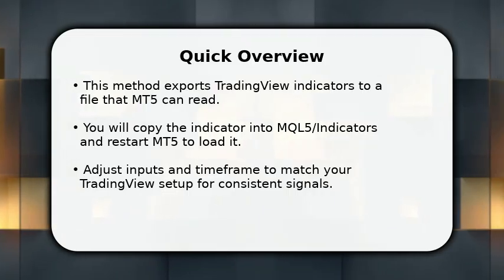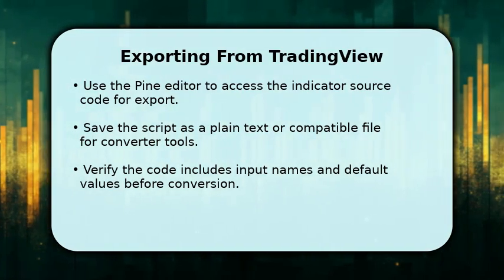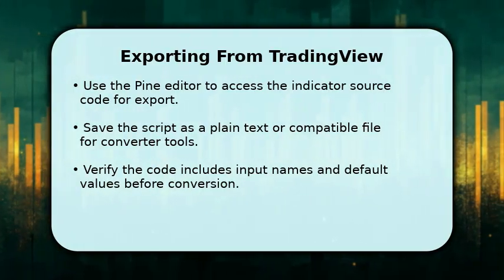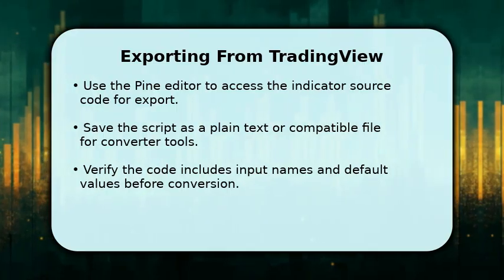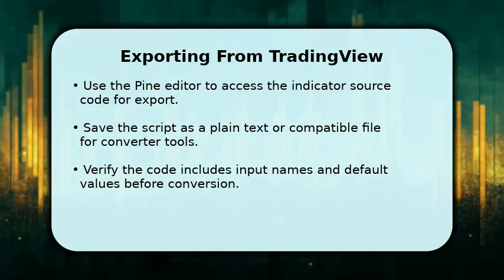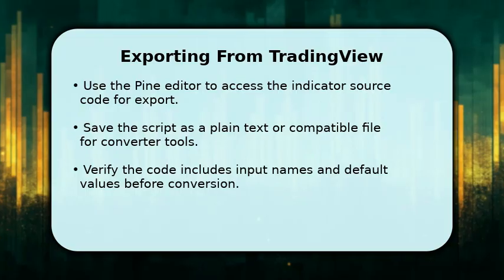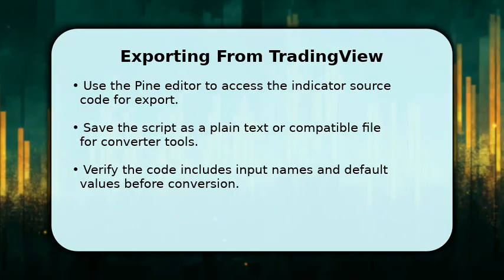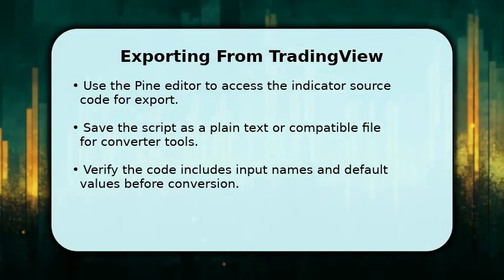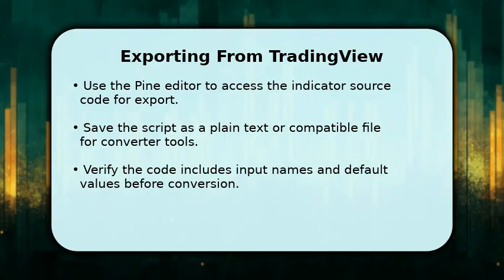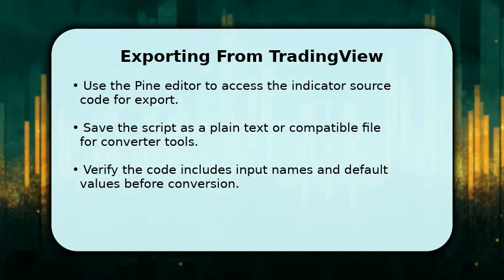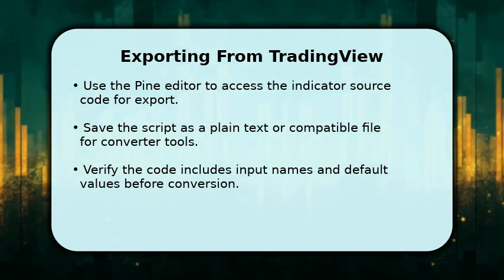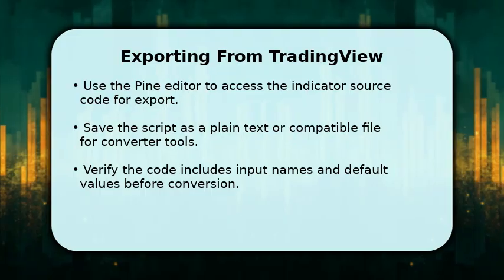TradingView chart. To export, open the Pine editor on TradingView and copy the indicator code into a safe text file, or use an export tool that supports Pine to MQL conversion. Ensure input names and default values are preserved to avoid mismatches later. If needed, simplify complex functions that rely on TradingView-only libraries so the converter can handle them. Keep backups of the original script in case you need to revert or compare behavior after importing to MT5.